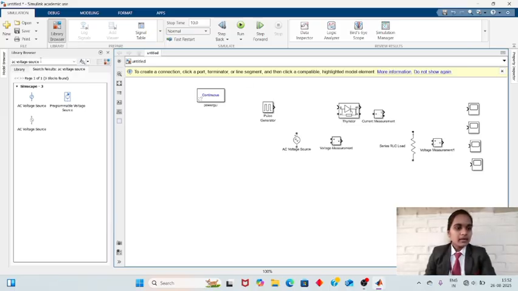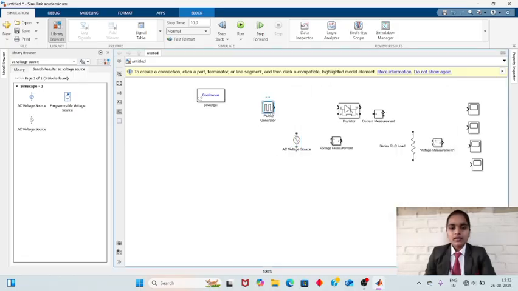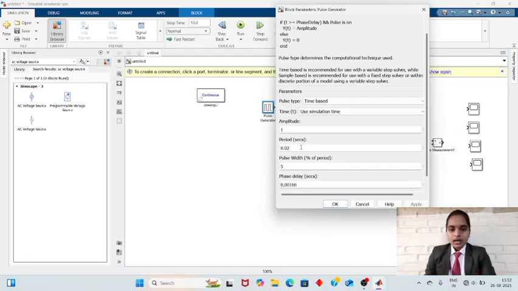Here is one example, the AC voltage source, which we are going to use by double tapping on the screen. This AC voltage source has a frequency of 50 Hz and a peak amplitude of 100 volts. This is the pulse generator, having a time period of 0.02 seconds and a phase delay of 0.00166 seconds.